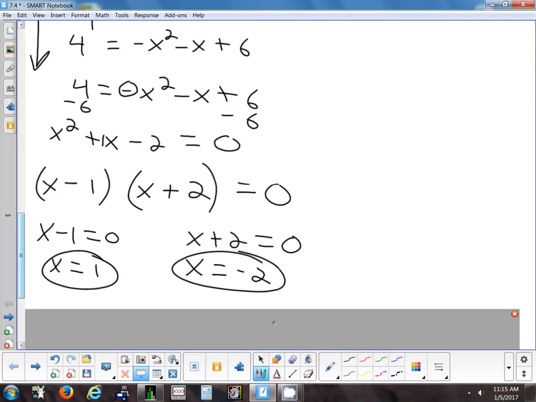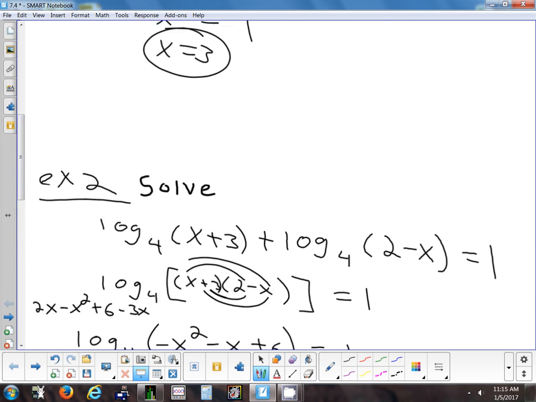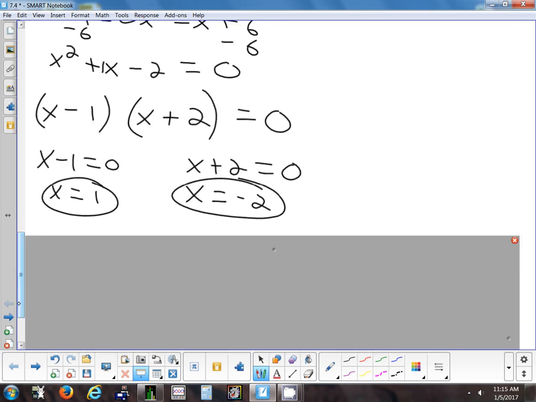Now the only thing we have to be careful with a log is we never take the log of a negative number. Because if you take the log of a negative number, what kind of answer do you get? You get imaginary. So I'm going to go back up and check 1 and see if I would ever take the log of a negative. What's 1 plus 3? 4. Is that negative? No. What's 2 minus 1? 1. Is that negative? No. So we wouldn't have a problem using this one.